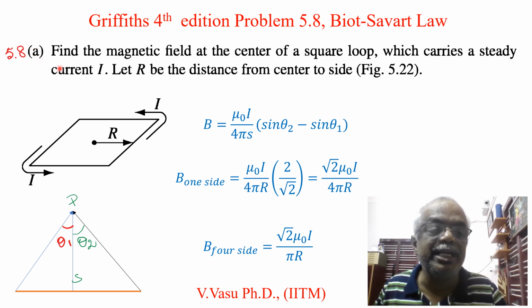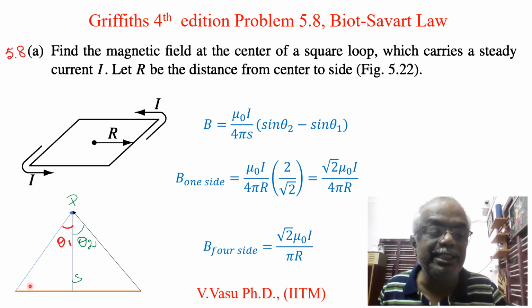Part A is: find the magnetic field at the center of a square loop which carries a steady current I. Let R be the distance from the center to the side, as shown in figure 5.22. This is figure 5.22, a square loop carrying the current I, and the center to the side distance is R. Now we have to find the magnetic field at this point.